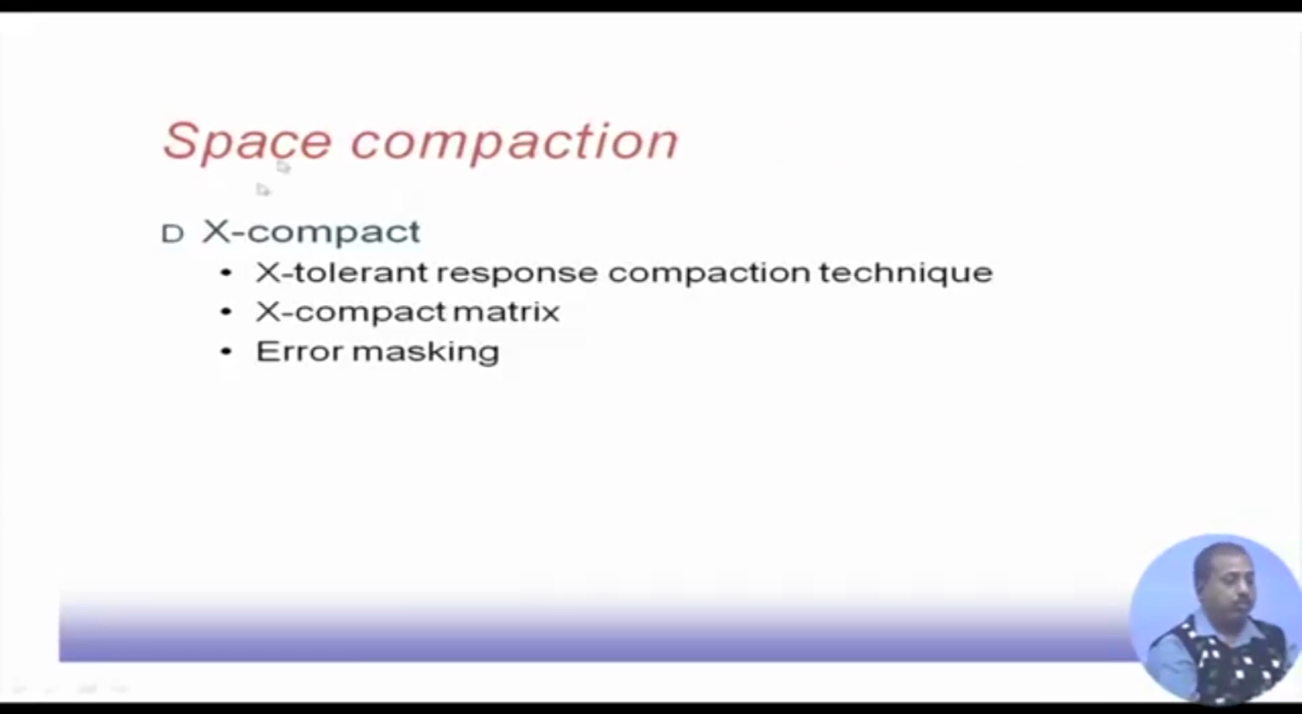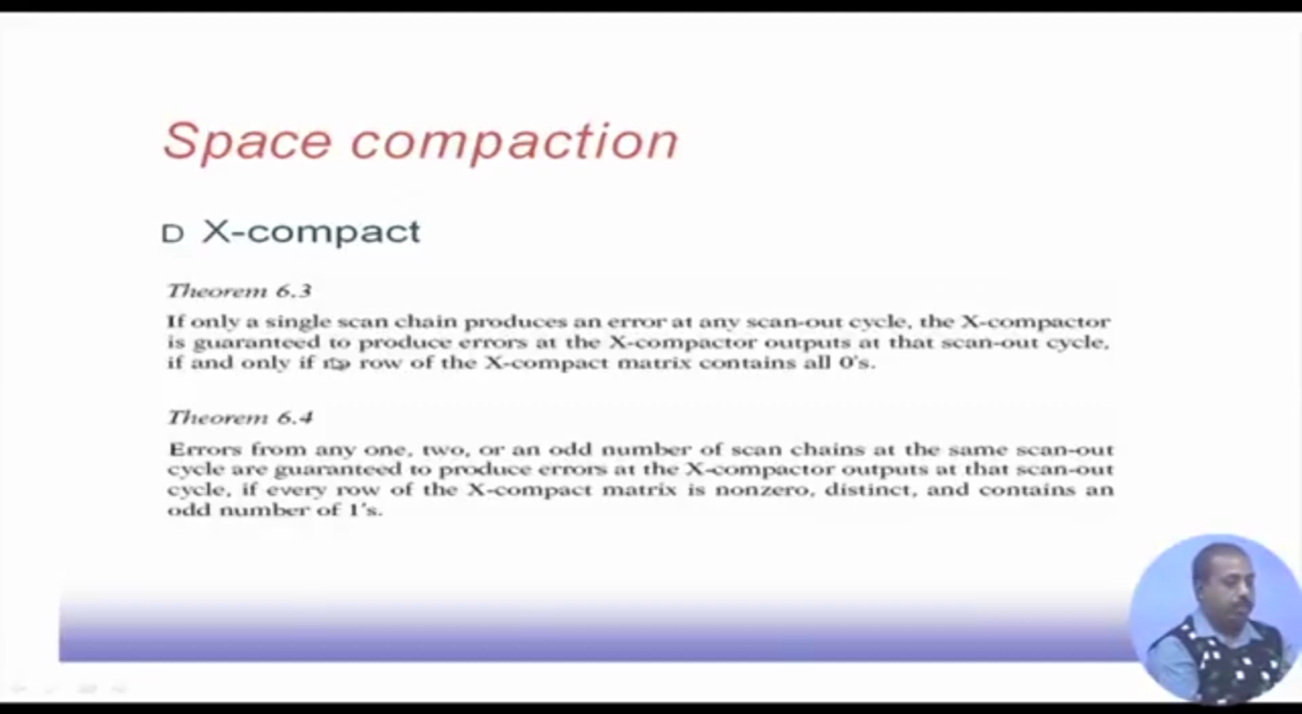So, next we will look into space compaction techniques. First one in that category is the X compact. So, this is an X tolerant response compaction technique. What happens is that it will tolerate the X's, the unknowns that can come in the response. So, it will have a matrix which is called the X compact matrix, and then this error masking will be utilized.